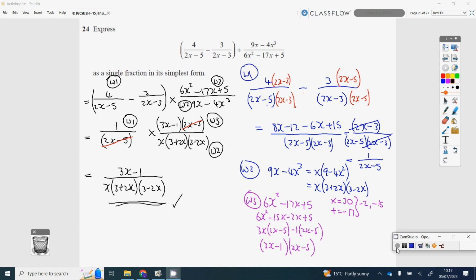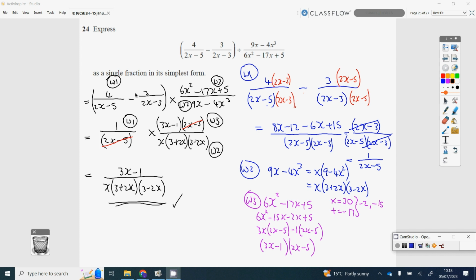Question 24. So a lot of algebra going on here. So first thing I've done is, how do you divide by a fraction? Well, you can invert this and change it into a multiplying. So my first line of workings, I've kept this big bracket the same. I've changed it to a times and I've just flipped over the second fraction. I've inverted this. So I've now got the 6x squared minus 17x plus 5 on top, the 9x minus 4x cubed on the bottom. So that's step one.